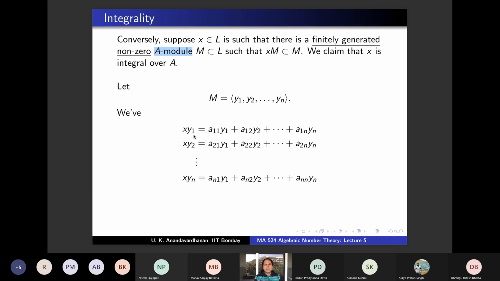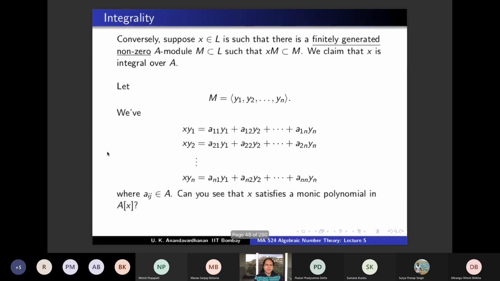So x times y1 is a linear combination with coefficients from A. x times y2 is similarly this. Now a_ij's are in A. Now can you see that x satisfies a monic polynomial in A[x]? That's what we wanted to show. We wanted to show that x is integral over A. Can you finish the proof?